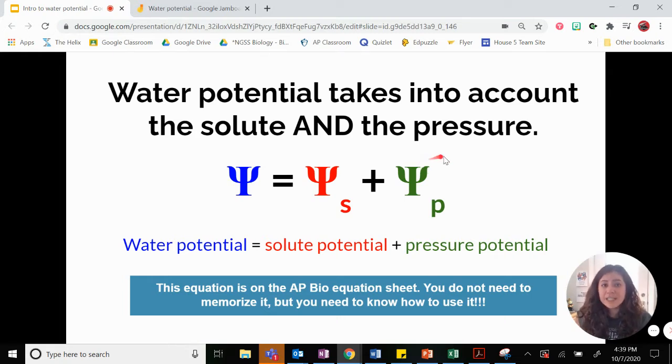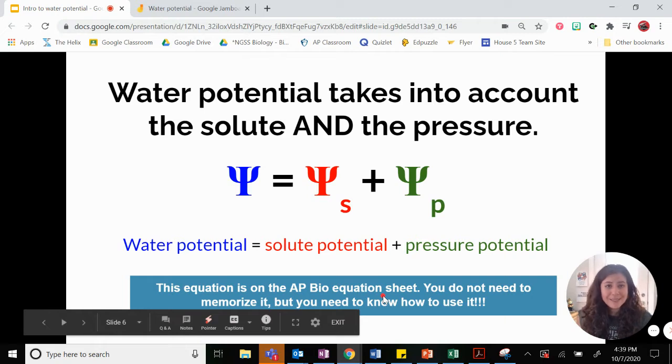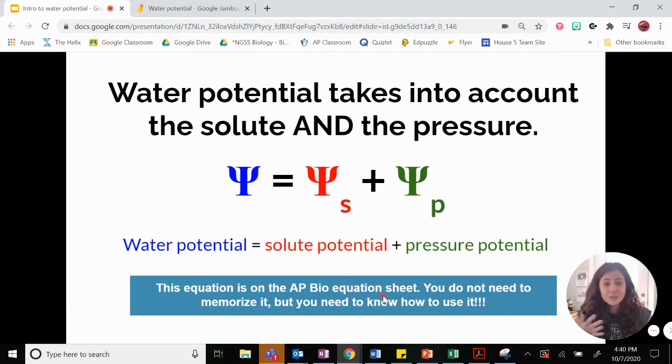So this equation is one of the equations that's on your AP Bio equation sheet, so you don't need to memorize it, but you absolutely need to know how to use it and like how to plug different numbers into it and how to interpret these types of problems.